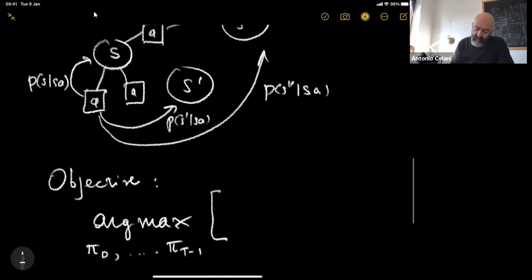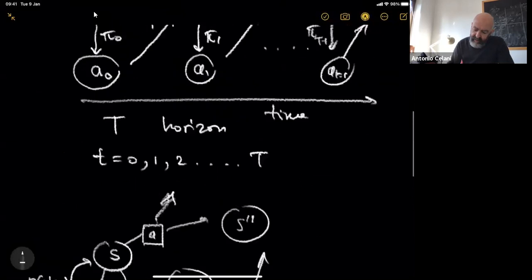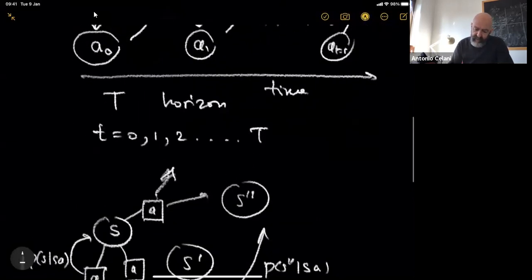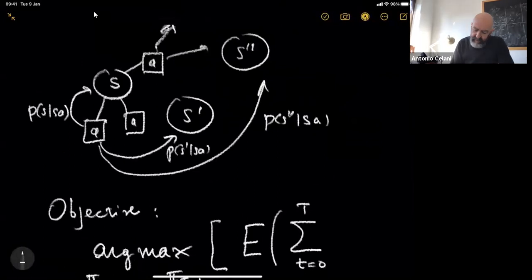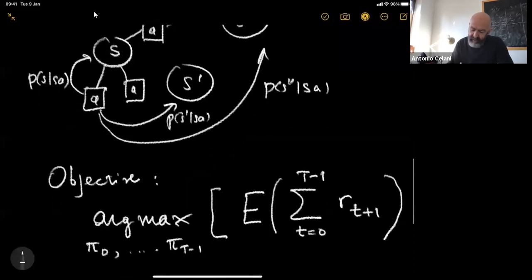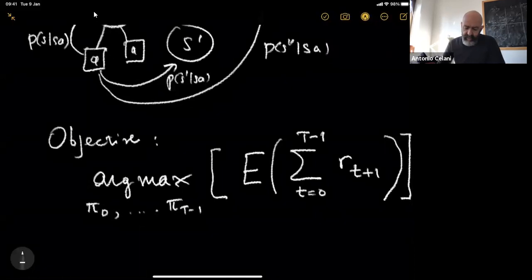You want to find the maximum of what? Of the expected value of the sum from t equals 0 to, say, we said the last reward is at capital T plus 1, so we can write it like this, R sub T plus 1. There are equivalent ways of writing it, of course, if you shift the indices, but that's okay.